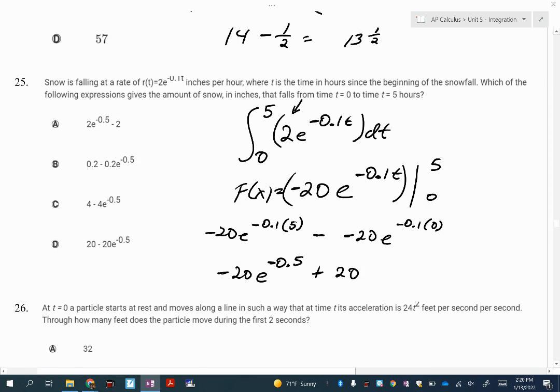So if you look here, you may not see it, but if you change the order again, it's going to be letter D, 20 minus 20e to the negative 0.5 power. So 25 is D.